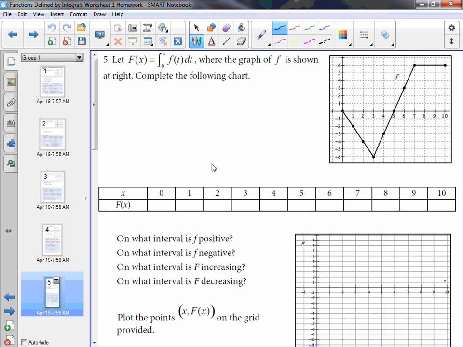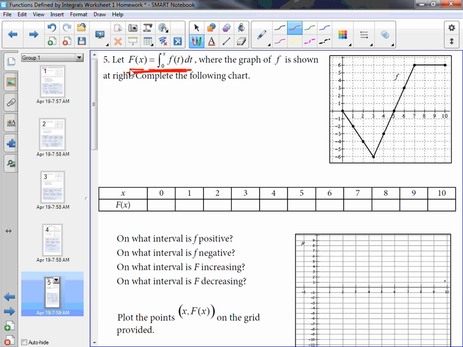capital F of x equals the integral from 0 to x of f of t dt, where the graph of f is shown. So the graph of little f is shown. Now, let's not kid ourselves. Capital F and little f, what are they to each other? Little f is the what of capital F? It's the derivative, isn't it? Okay? You need to recognize that. This is one way the AP test people tell you that something is a derivative, is by defining it with a function like that. Okay? They're telling you that little f is the derivative of big F.